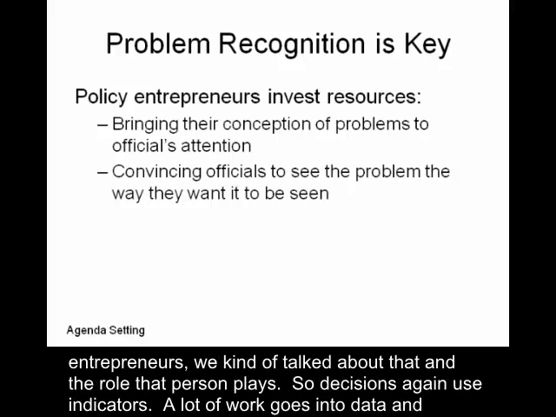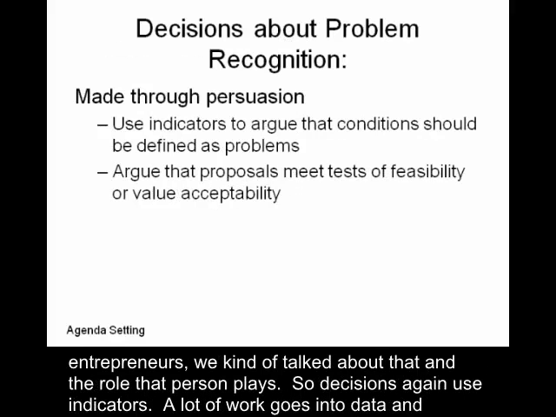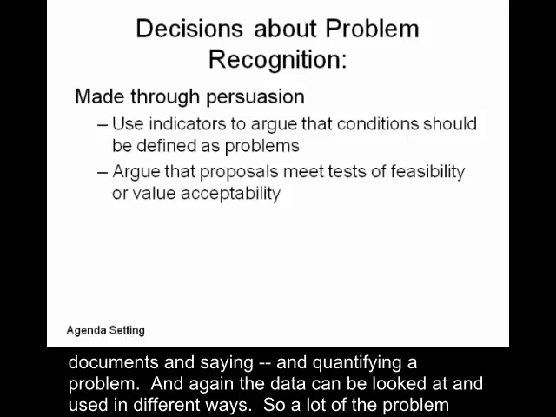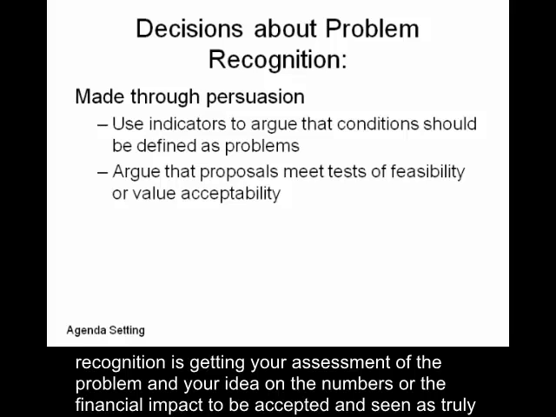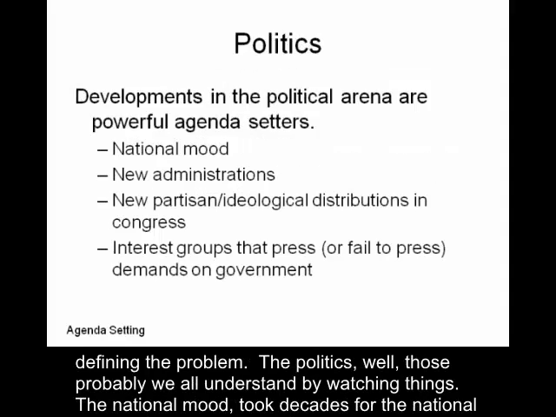The policy entrepreneur, we kind of talked about that and the role that person plays. So decisions, again, use indicators. A lot of work goes into data and documents and quantifying a problem. And again, the data can be looked at and used in different ways. So a lot of the problem recognition is getting your assessment of the problem and your idea on the numbers or the financial impact to be accepted and seen as truly defining the problem.